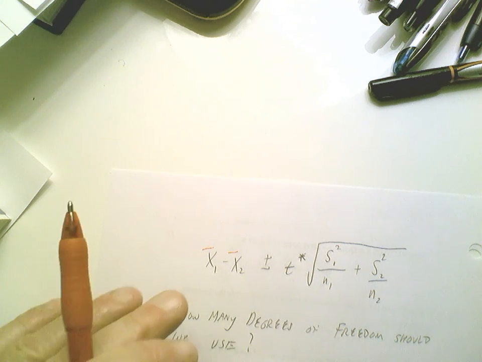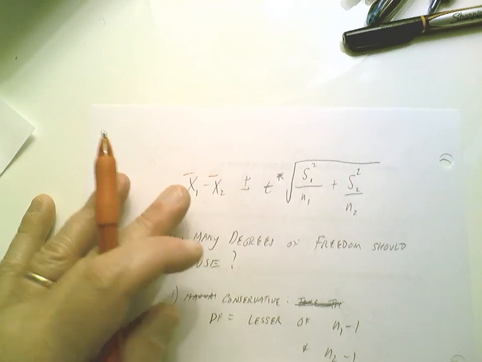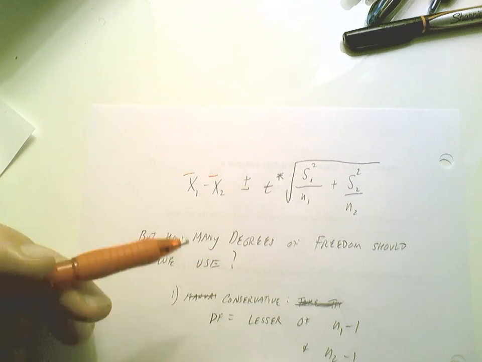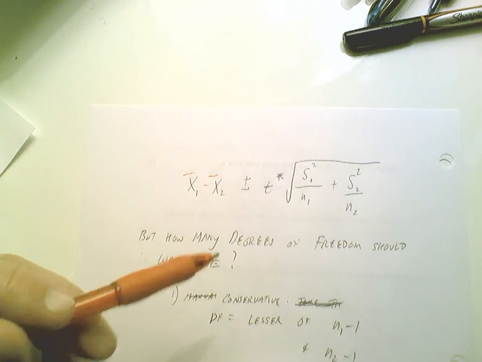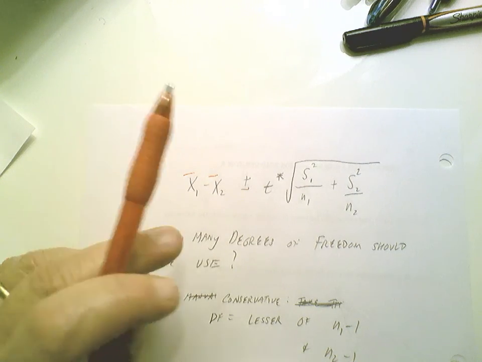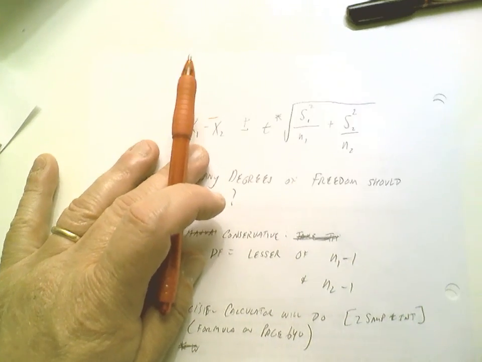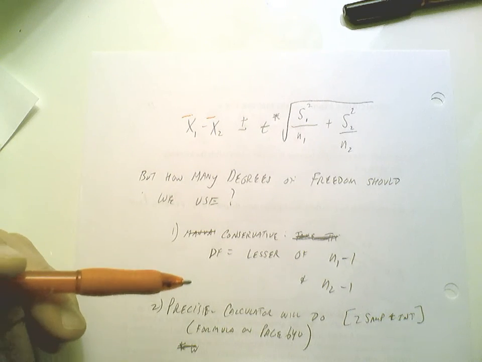Now, here's the interesting thing. Well, interesting. Here's the challenging part. How do we figure out how many degrees of freedom to use? Well, there's two ways in which we're going to see where this comes from. They're going to be, in all honesty, slightly different.